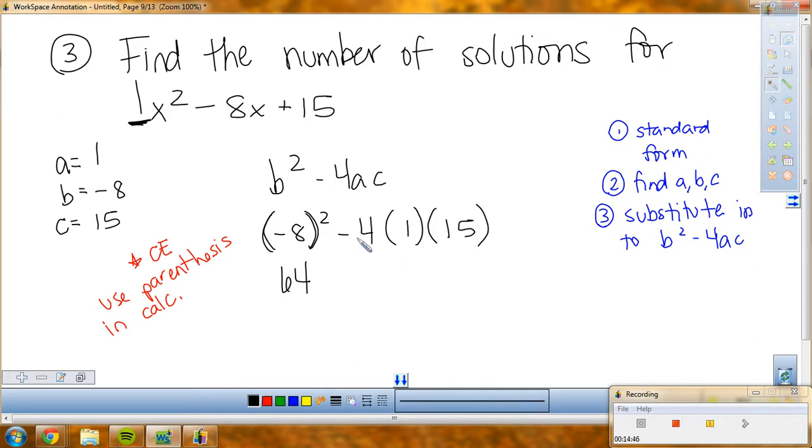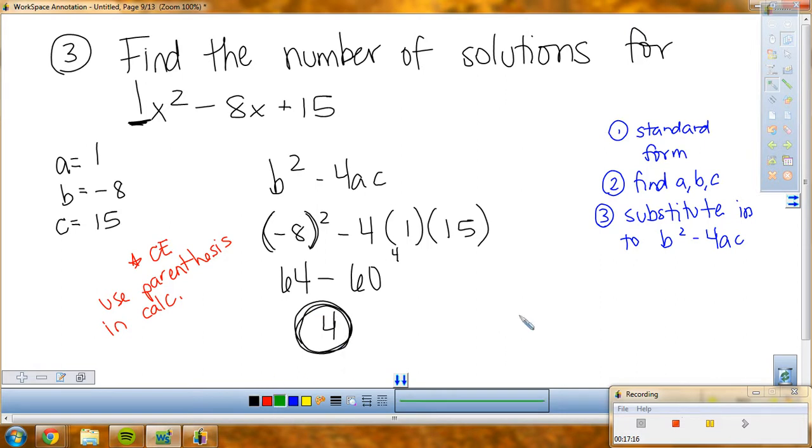And then we have -4 times 1, which is 4. And then 4 times 15, which is 60. So minus 60. So 64 minus 60, and I get the number 4. Now, all I'm looking for on this number is is it positive, is it negative, or is it 0? All right? I don't care what number I get.